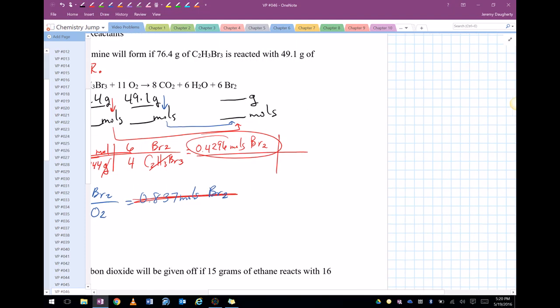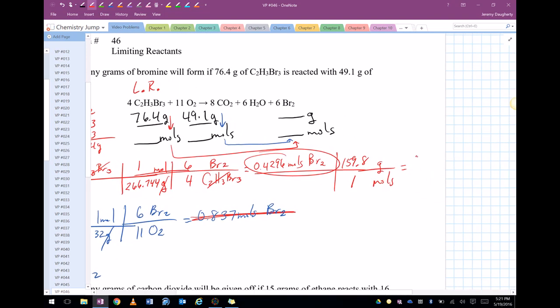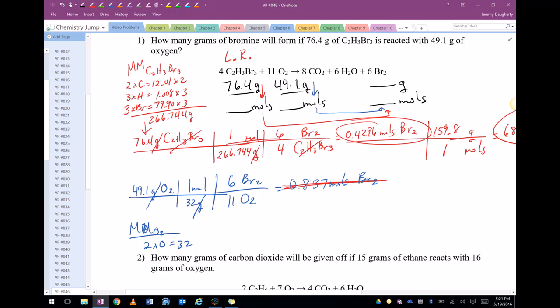Okay, so I got moles of bromine. I'm going to convert that to grams of bromine, so grams on top, moles on bottom. Each bromine is 79.9, so that's 159.8 grams for 1 mole. So let's go back up and grab that 0.4296 number and multiply by that 159.8 number. How many sig figs should I have? 3 sig figs, so 68.7 grams of bromine. So that's how many grams of bromine I actually form. And again, I never use that excess reactant, which is what this is. All right, let's try another one.